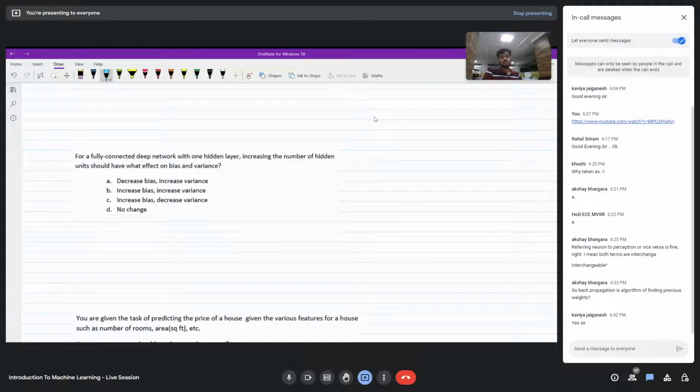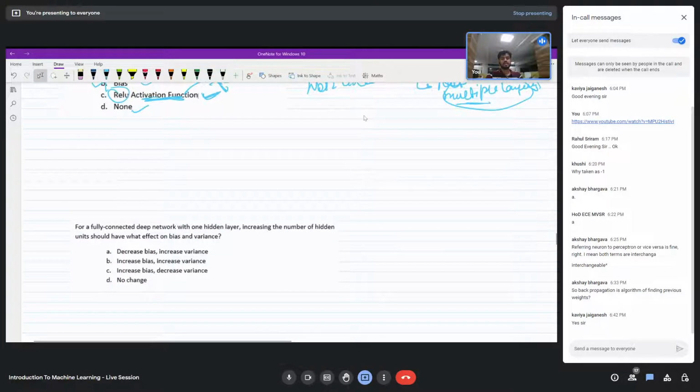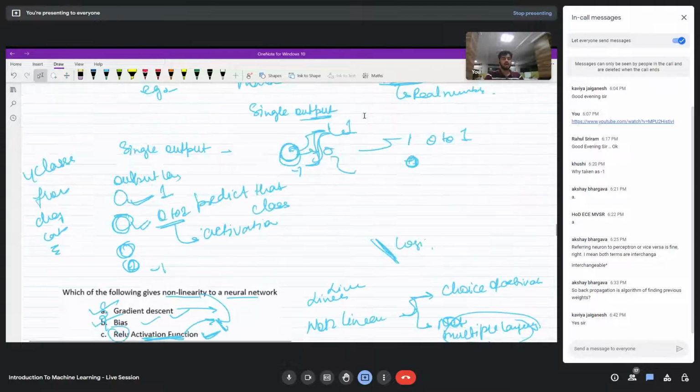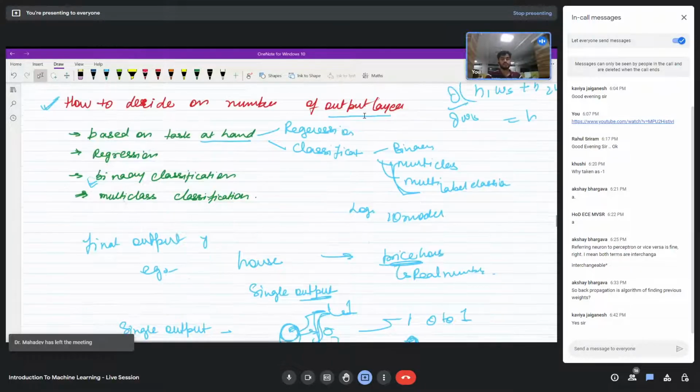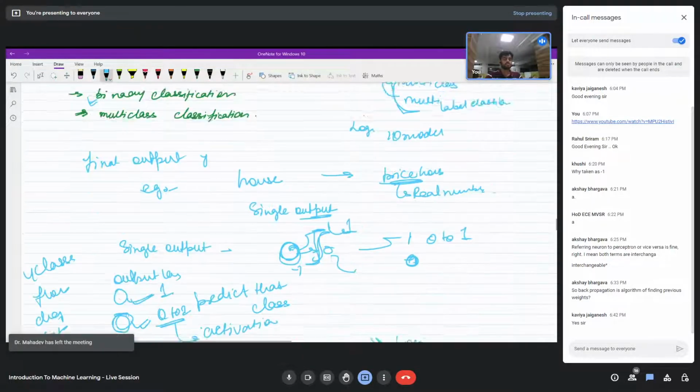It must be in the hidden layer only, right? Activation can be in the hidden layer as well as the output layer. Output layer also. Yeah, hidden as well as output. So due to the activation function, non-linearity exists in a neural network, right? Yeah. And the output function, like what kind of output layer you should choose, that I discussed.